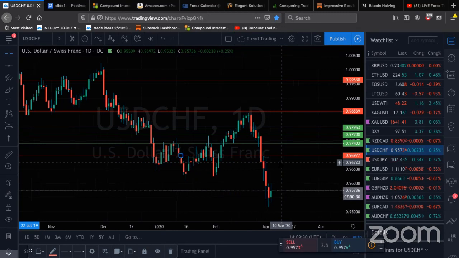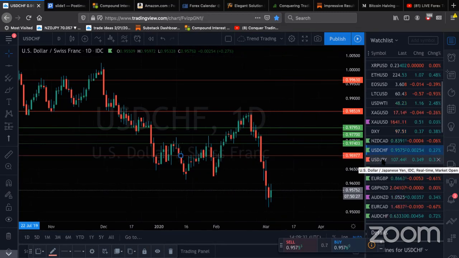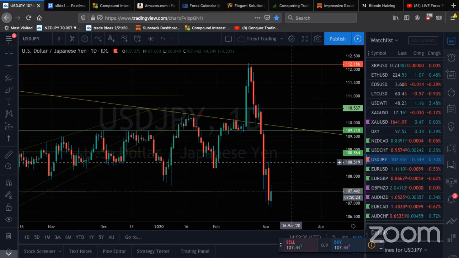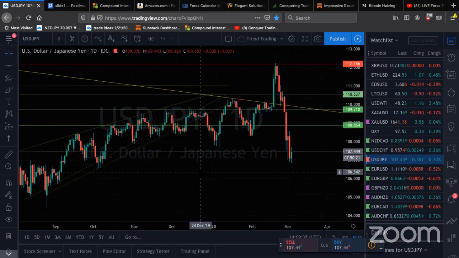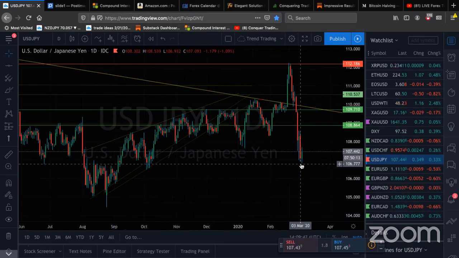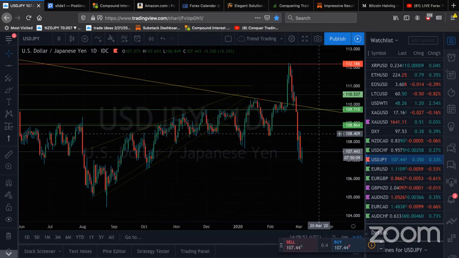So we're going to skip right over the U.S. dollar, Swiss franc. Let's look at the U.S. dollar, Japanese yen, and it looks similar. Down here, you could see very strong support. You see the touch over there. You can see this base over here, and price looks to be not only finding support over there. It looks like we're going to get a little bounce.